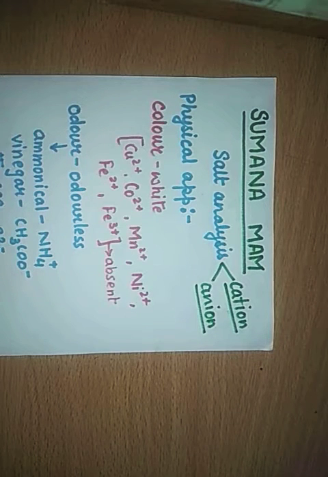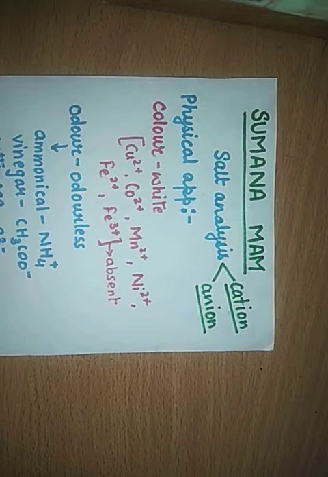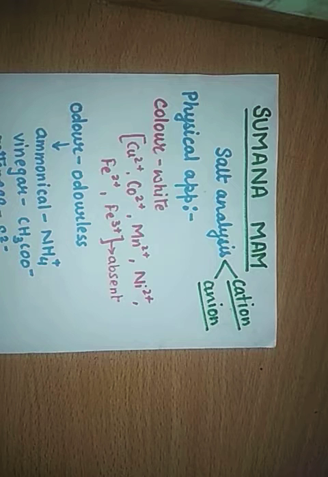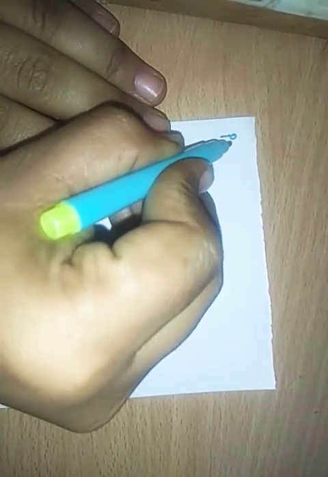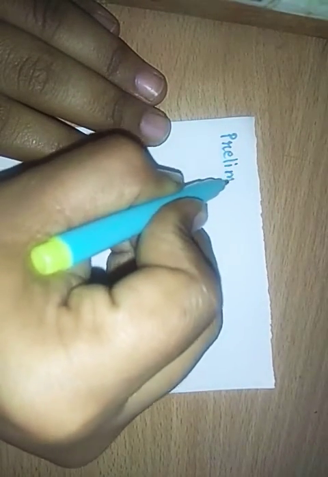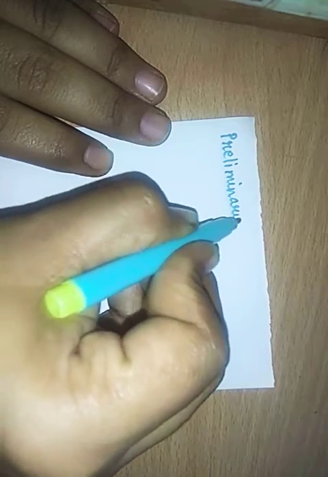So in the last class we have seen about the physical appearances. Now today we will discuss the preliminary test for acidic radicals. Acidic radical means anions. So anions are negatively charged species. So first we will see the preliminary test for anions.